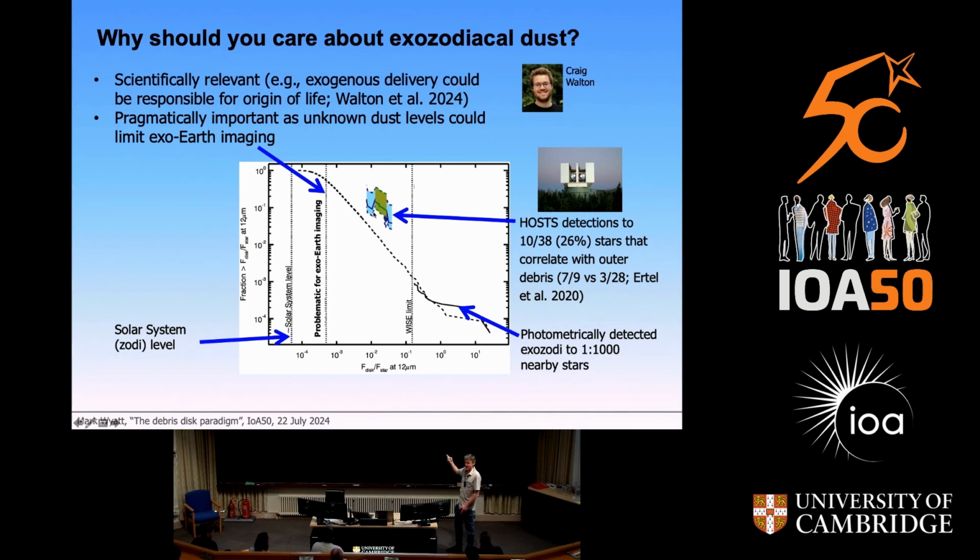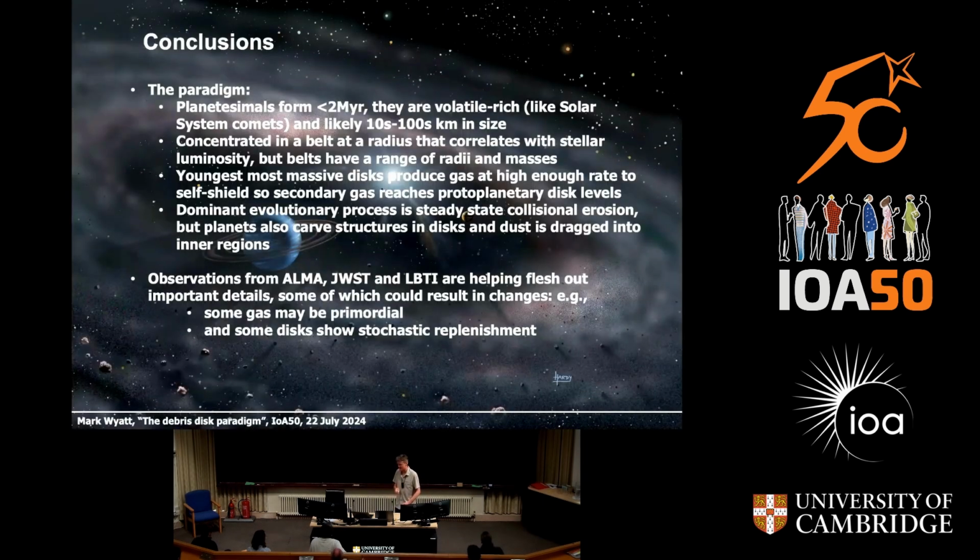And we've done nulling interferometry studies with LBTI and have found that dust that is about 100 times the level of the solar system is found around 26% of stars. And we don't know how many stars have dust that's going to be problematic for exo-Earth imaging, but this function here could actually turn over, and it could be quite problematic. Now, that's a pessimistic note for some people. It's optimistic for me because I'm very excited about the science we can do with this dust.